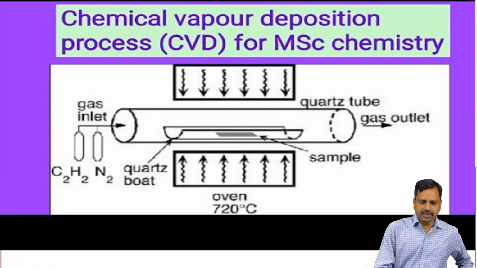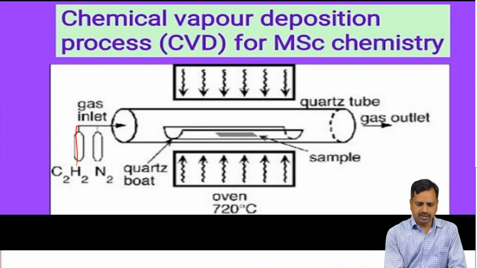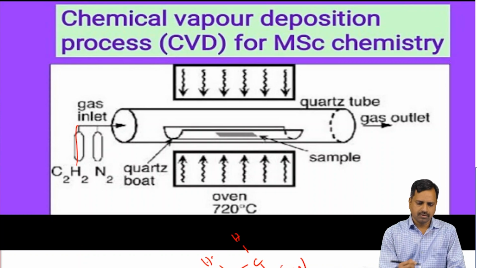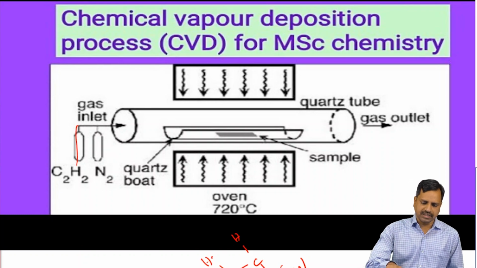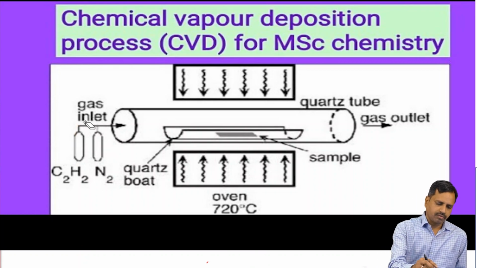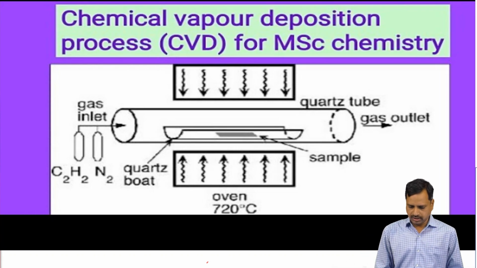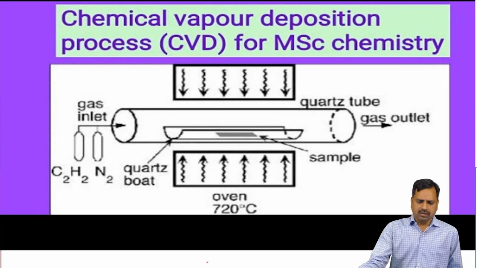We'll see a schematic diagram. From this one, this is acetylene, which is a gas. Generally in this method the acetylene is a gas, but we can also use liquids. If you want to use liquids, we have to vaporize the liquid and send it into the CVD process.